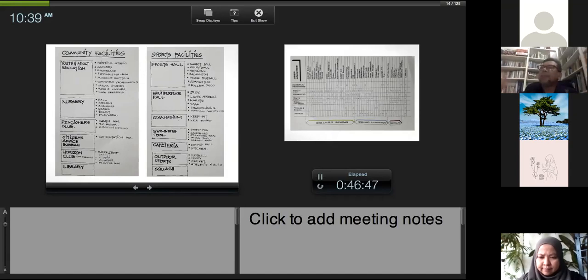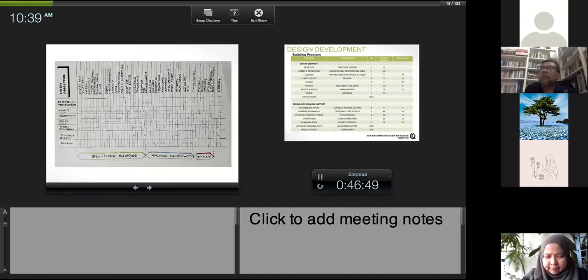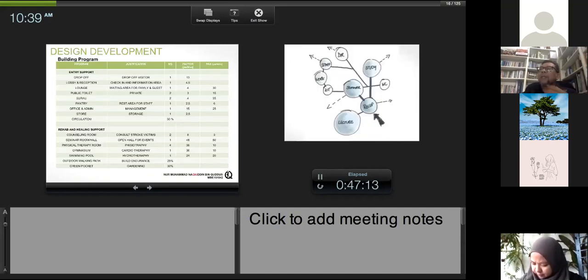For specific, in this case, you have 2 groups. Or maybe you need to analyze the user group. In this case, for sports and community center, you have elderly or pensioners, adult, maybe housewife, women, youth, school children. So in your building, you need to identify this as well. Okay, I share some slides from my previous student in UTM. This is just an example during the design development process.